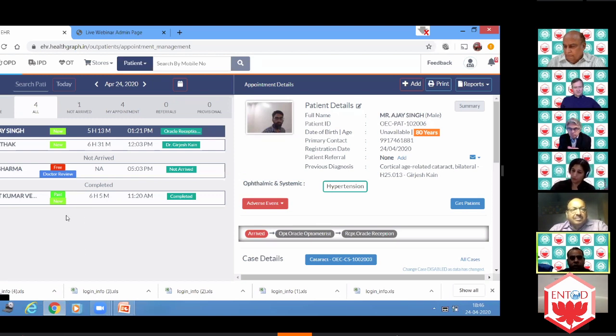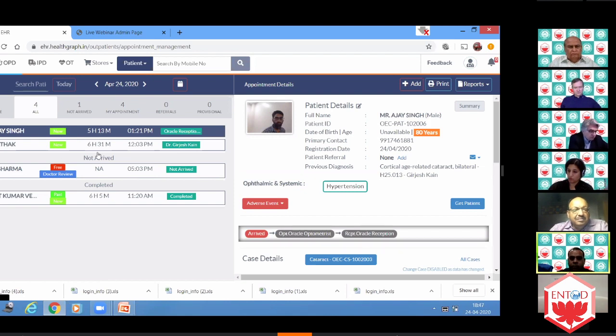These are the four patients. You can easily see that all four patients are listed, and one patient has not arrived. My total appointments are four. The patient name is Ajay Singh. He is marked with some marking, so he needs special attention.